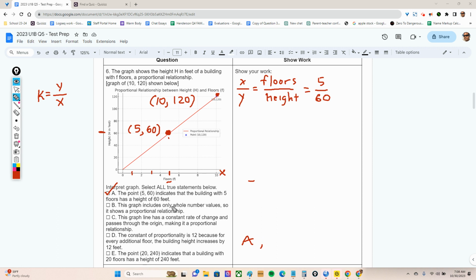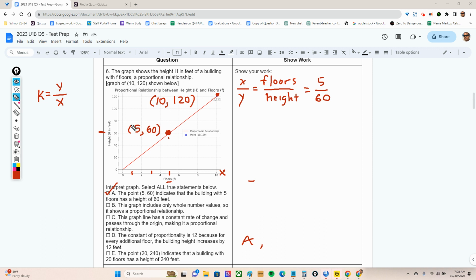The graph includes only whole number values, so it shows a proportional relationship. Well, that's wrong because proportional has nothing to do with the type of numbers. Okay, proportional means straight line. It means that if we divide both of these, we'll get the same number.